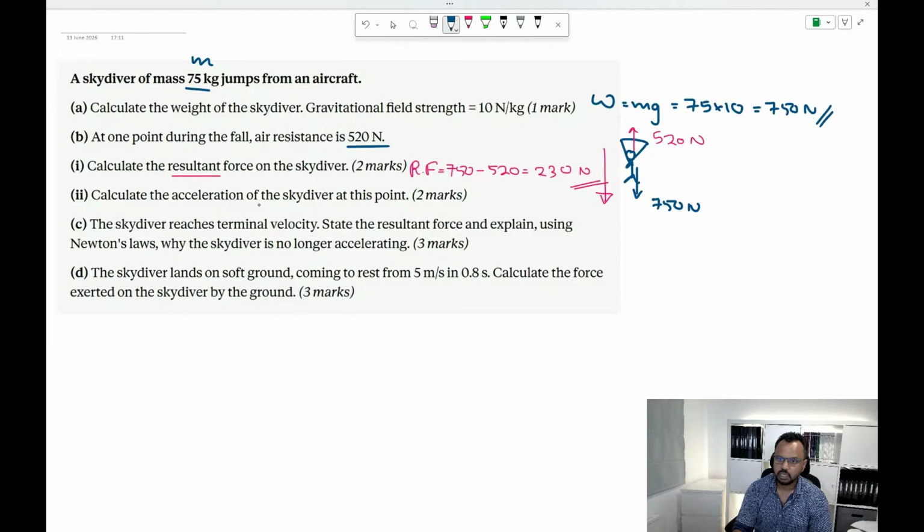Yes. Next one. Calculate the acceleration of the skydiver at this point. For the acceleration, I write the formula F is equal to ma, and F is the resultant force, which is 230. m is 75. Oh, that's really easy. What do I need to do? 230 divided by 75 gives me 3.06 recurring.